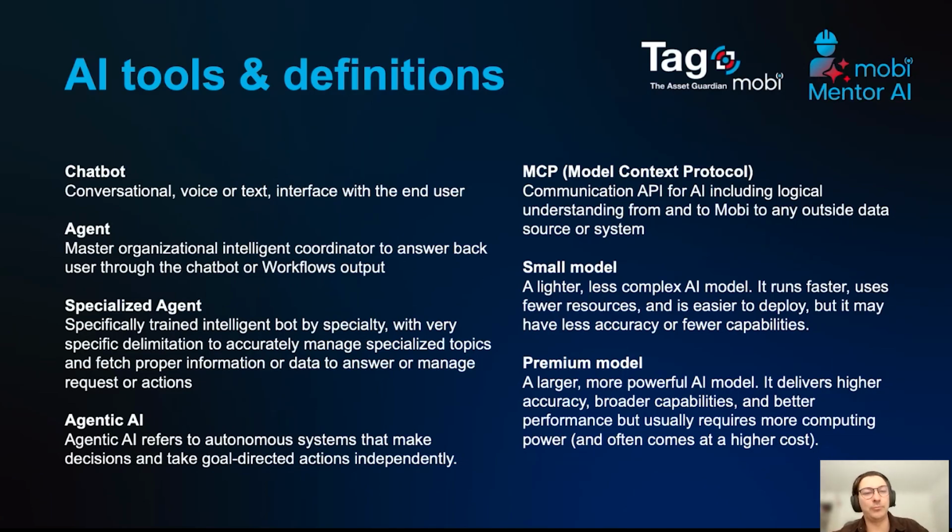Then we have small model and premium model, and this is going to be a little more important later on because if you have a standard tag license at the moment, just reach out. We can activate some small model for you guys, and I can even walk you through. The small models are essentially lighter, less complex models. So think of ChatGPT Mini as a smaller model, while a premium model would be a much more powerful AI model. They have more knowledge and they consume more resources. They often come with a bit of a premium cost as well.